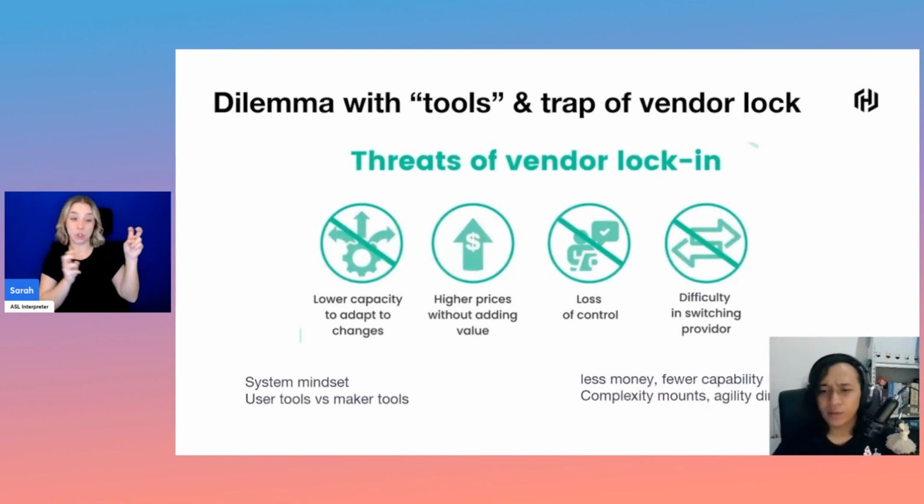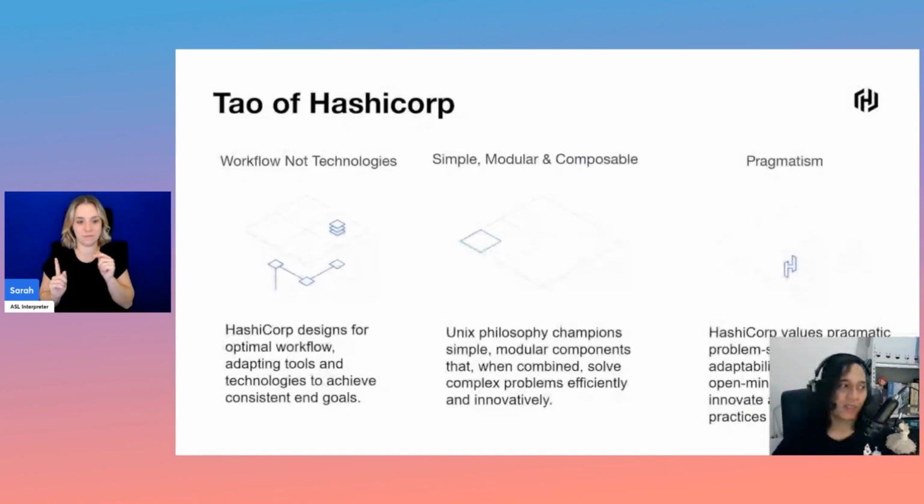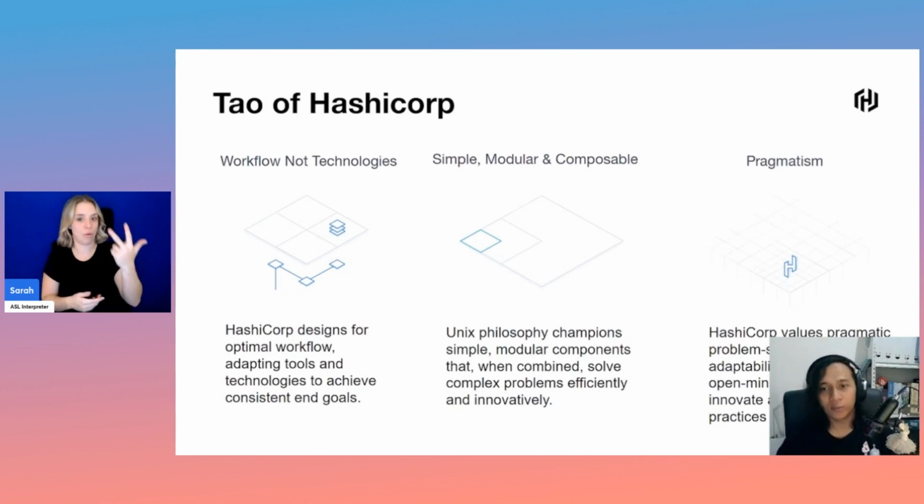And actually, using an agnostic tech stack was introduced by the Tao of HashiCorp. So what is the Tao of HashiCorp? There are many tenets in the Tao of HashiCorp, but for our main principles, we only use three parts. The first one, we use workflow, not technology. The second one, simple, modular, composable, and the last one, pragmatism. The reason for these principles is that they help us understand the agnostic tech stack. It's pretty meaningful, and this is the beginning of how we introduced the HashiCorp stack.